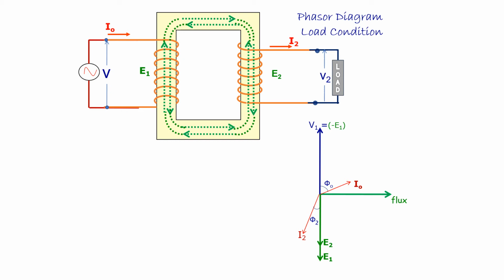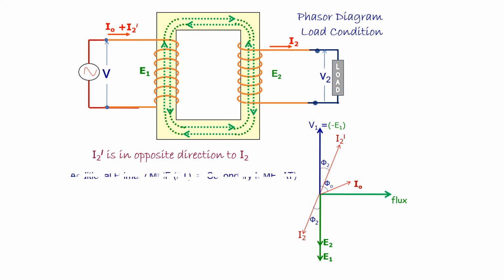In order to maintain the flux in the core constant, the primary winding should draw from the supply an additional current I2 dash. This I2 dash is in the opposite direction to I2. This is drawn in the phasor diagram opposite to I2. The angle is phi 2.